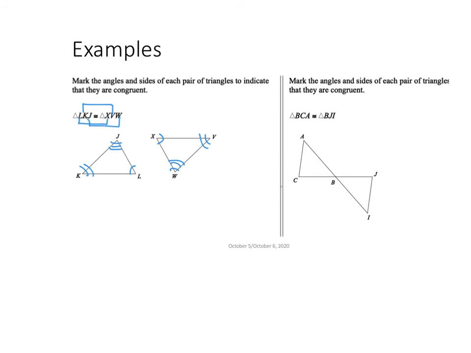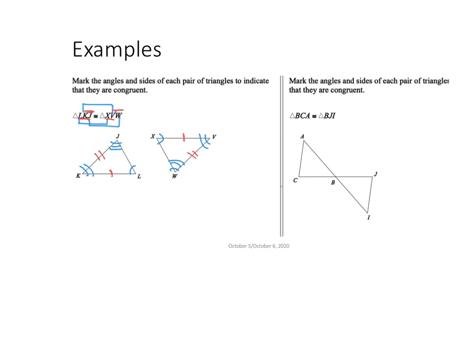All right, so now I'm going to look at the sides. All right, so I have LK, and that matches up with the first two letters of XV. So LK, I'm going to put one line through that side, and that matches up with XV. I'm going to put one line through that side. All right, next we have KJ, second and third letter, and VW, second and third letter. So I'm going to put two lines through each of those segments.